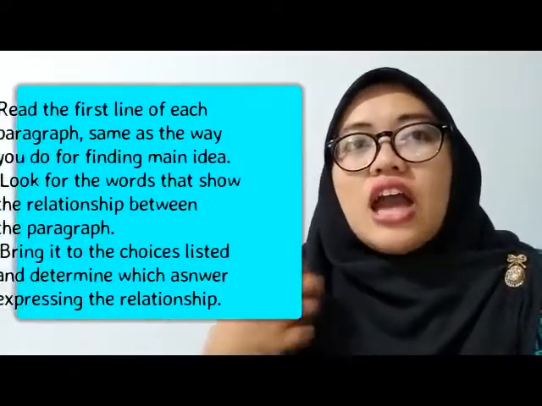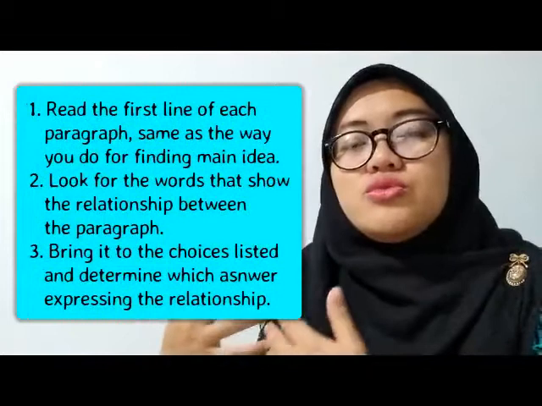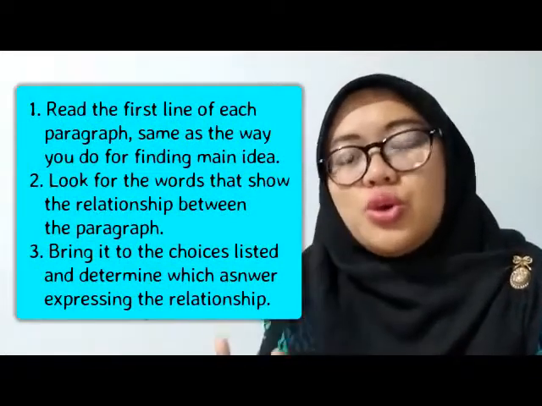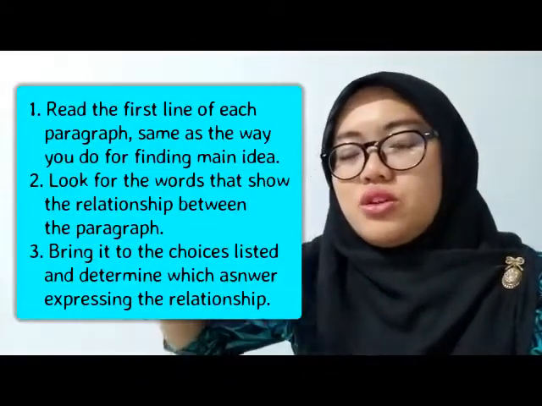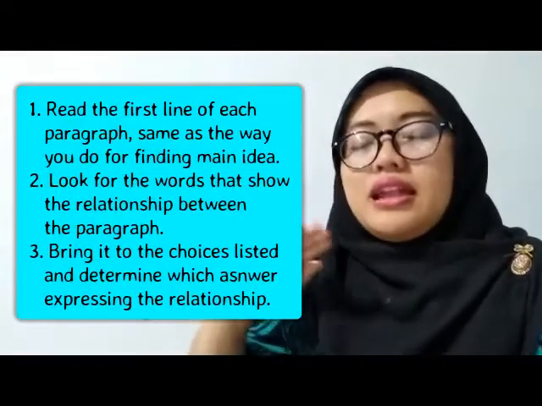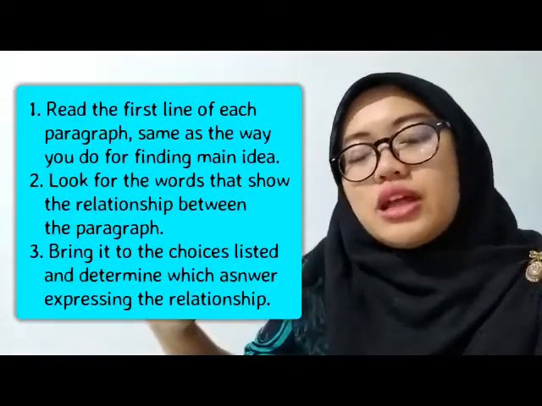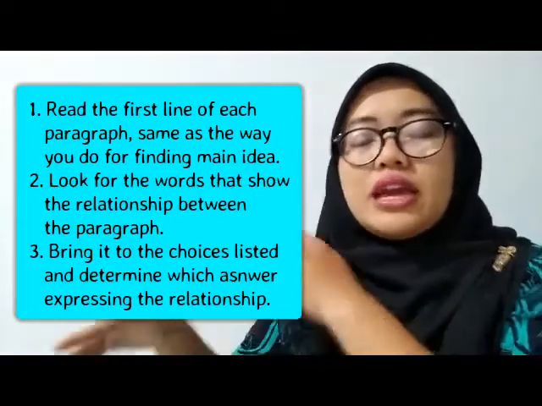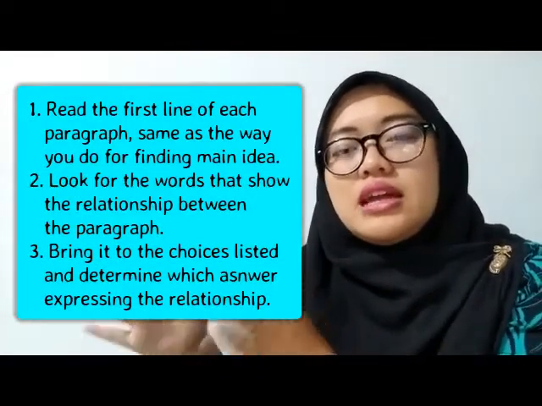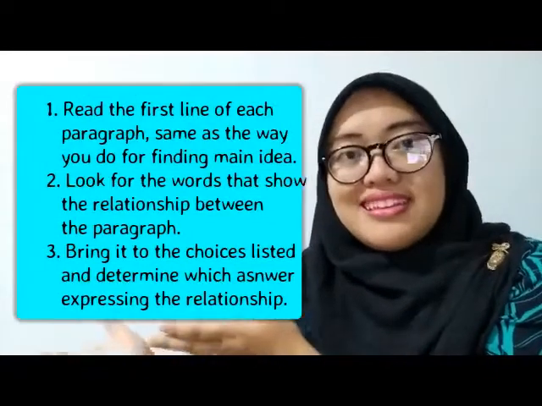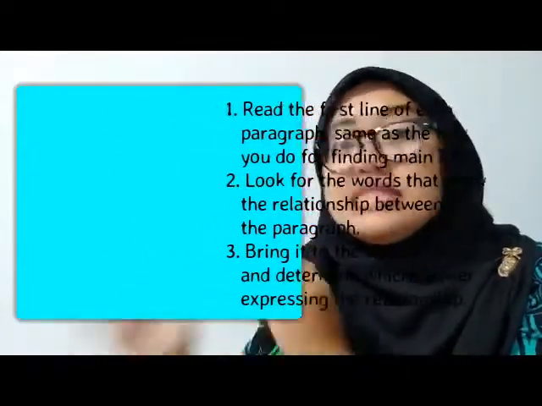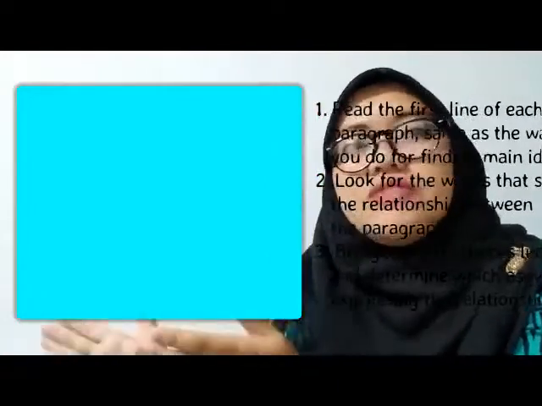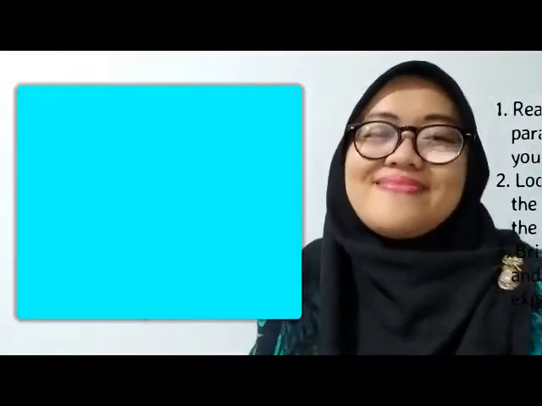And then the second, you have to look for the words that show the relation between the paragraphs. So for example, the first paragraph talks about the definition, and then the first sentence of the second paragraph talks about one of the types. So we can draw the relationship that it is a whole explanation about something like that. And then the third, you can bring it to the choices listed and determine which answer expresses the relationship.